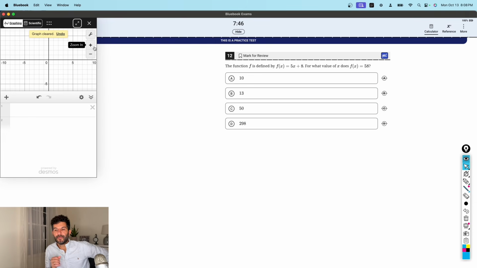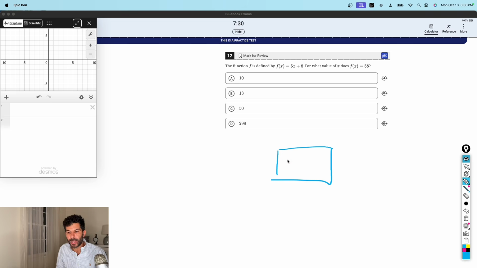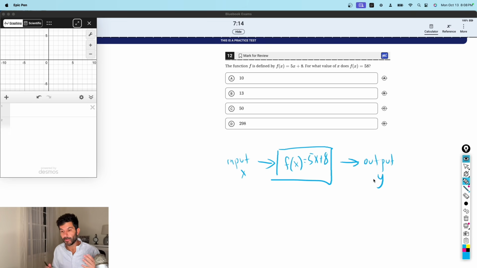Question 12. The function f is defined by f of x equals 5x plus 8. For what value of x does f of x equal 58? So this is our first legitimate function question. What is a function, guys? A function is, just think of it as a box. It's a machine or a box that welcomes any input, and that input is x, and it spits out an output, and that output is y. Always remember I comes before O, right? So x comes before y. That's an easy way to remember it.